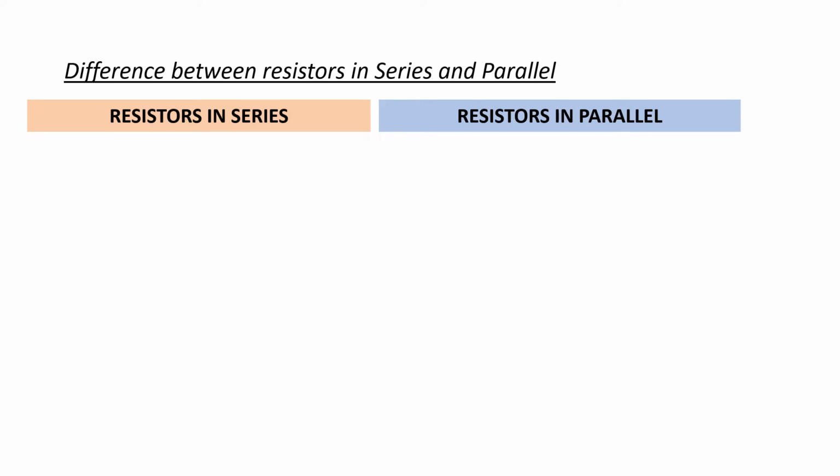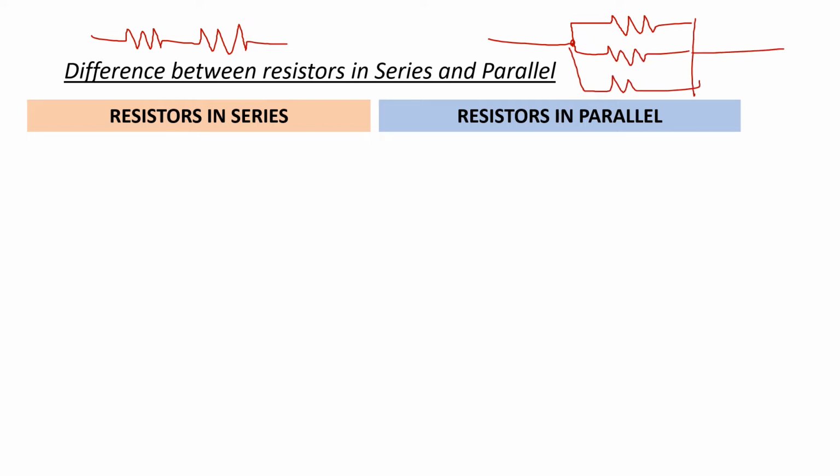And we know what is meant by resistors in series. That is, if it is connected like this, that is, a one-to-one combination, we call it resistance in series. At the same time, if all the resistances are connected with a common point, then we call it resistors connected in parallel. So we are going to see the difference between the both.